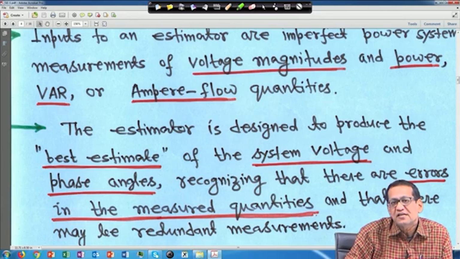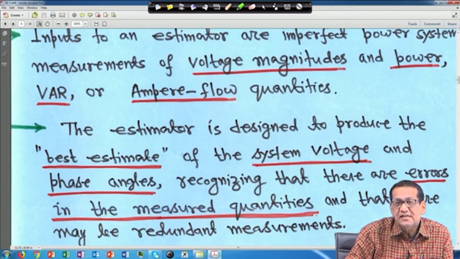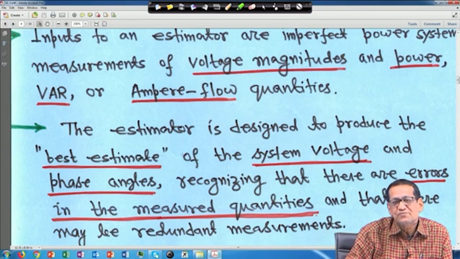So, we are assuming that whatever you measure through the instrument has error, and that there may be redundant measurements also. Suppose, for example, you have 3 state variables, but your number of measurement data is more. We will see how to utilize that.